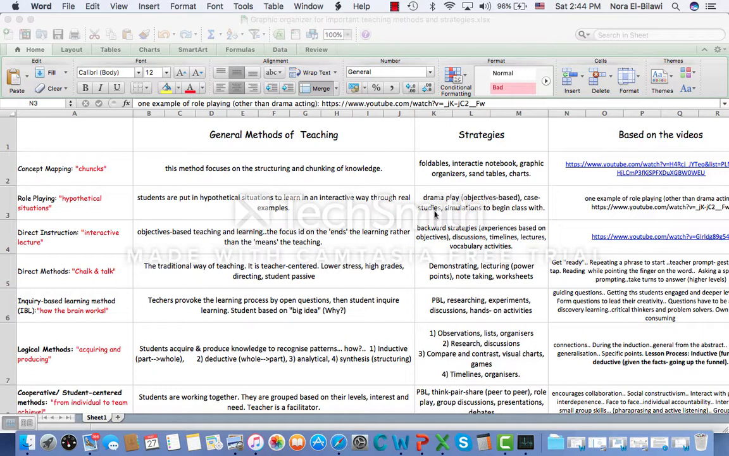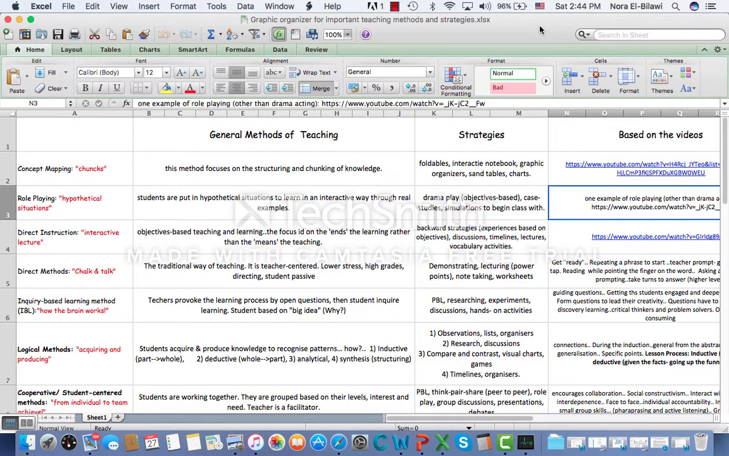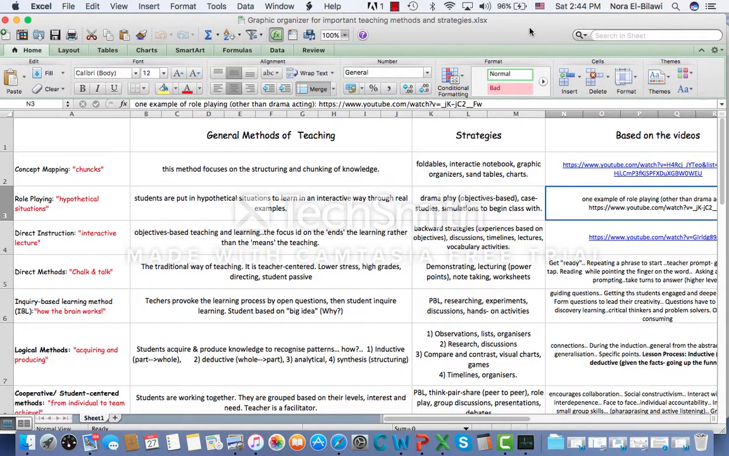Case studies is something also considered, a strategy also considered under the method of role playing, because people start to think of a specific character or a specific case or a specific problem, and they try to put themselves in the shoes of that person or in the situation of that person, and they try to solve it. Simulations to begin class with. You can do a performance at the beginning of the class just to stimulate students' understanding, and this simulation usually gets them hooked and involved in the process.